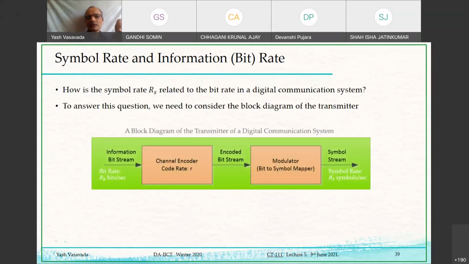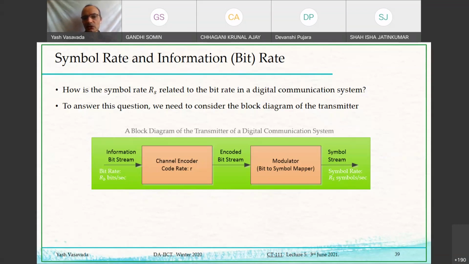This is the simplified diagram of a transmitter. You have some information bit stream that might be coming out of the source encoder. Let us say that the incoming bits are at some rate RB bits per second. Then they go through this channel encoder with a rate r. And remember, r is always between 0 and 1.